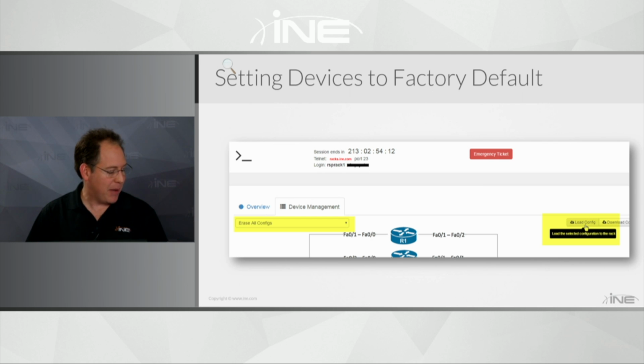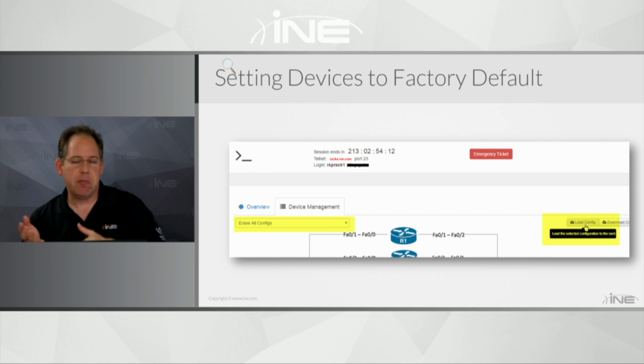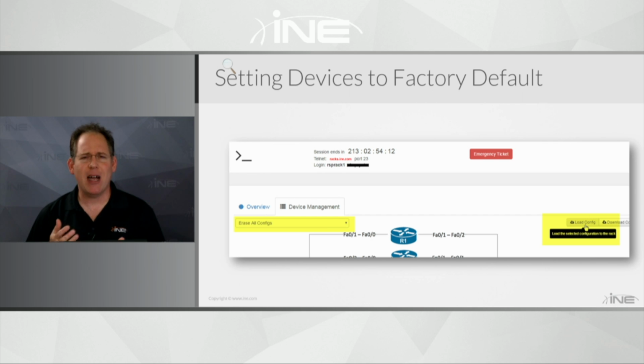So how do I set something back to factory default? Maybe I'm in the middle of a session, right? I've blocked like 3 hours of time. I'm an hour into it and I finished one of my labs. Now I want to do something else, or I just want to play around and I want to delete everything and set it back to factory defaults. How do I do that?